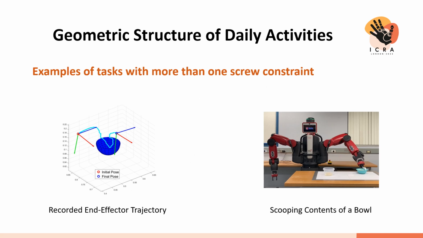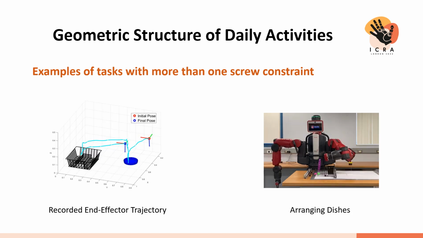Now, let us look at other tasks performed by humans in daily life by manipulating objects which are not constrained by joints. The task of scooping the contents of a bowl with a spoon is not constrained by any joint. However, the constraints placed on the spoon to perform the scooping task can be segmented into a sequence of constant screw motions. Similarly, for the task of arranging dishes, the constraints placed on the end effector of the robot to pick a plate and arrange it in the dish rack can be segmented into a sequence of constant screws.